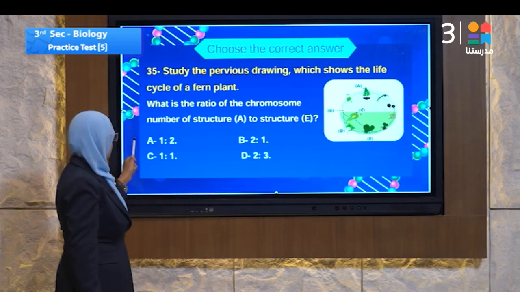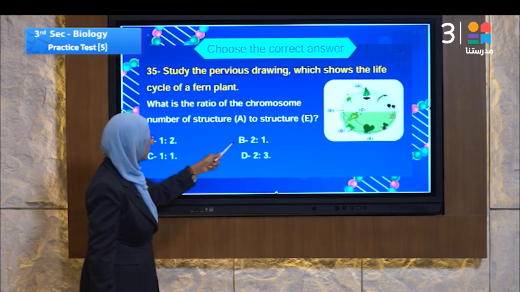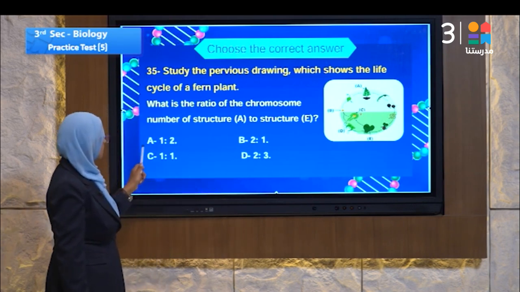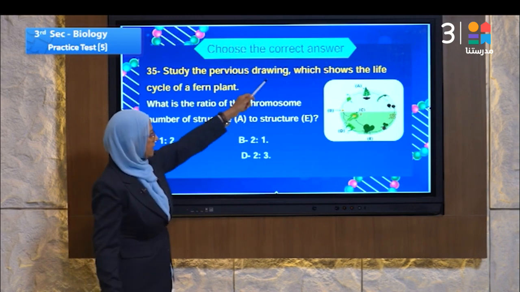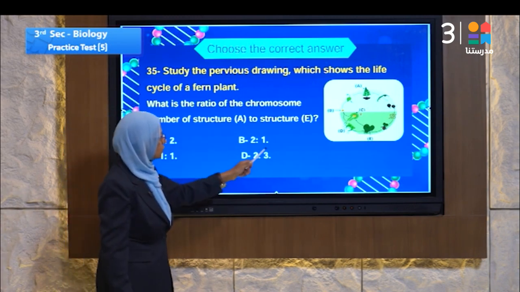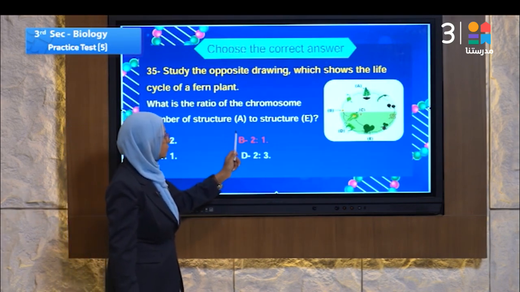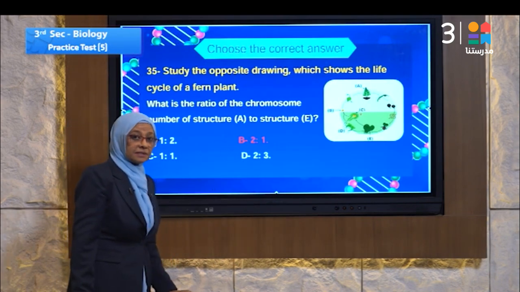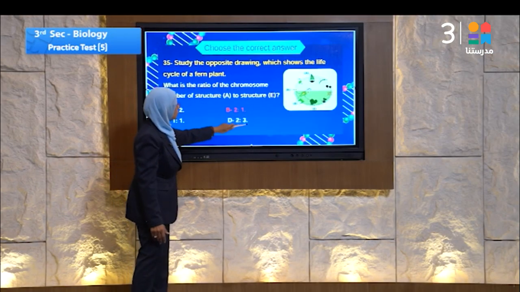Let's read. A, 1 to 2. B, 2 to 1, respectively A and E. C, 1 to 1. D, 2 to 3. It must be answer B, 2 to 1. Yes, 2N to 1N, the number of chromosomes.